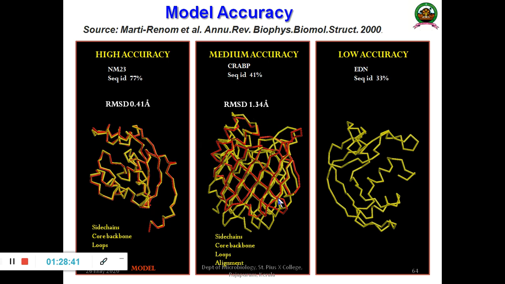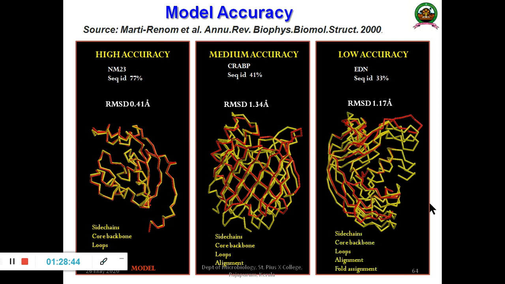In the third case you can see there is a lot of variation. Some regions have no template at all. So many variations, these are not superimposing properly. The structures are different, so that is why you are getting a low accuracy structure.